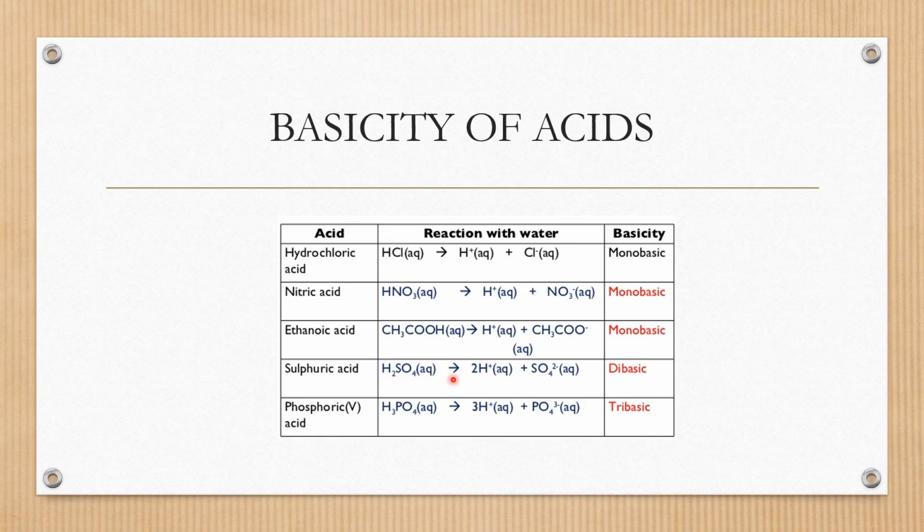See this, H2SO4 dissociates into two H plus ions and a sulfate ion. Two H plus are present, so we have to add two OH minus ions to neutralize it. So it is dibasic. And then phosphoric acid dissociates into 3 H plus and a phosphate ion. 3 H plus are present, so we have to add 3 OH minus ions to neutralize it. So it is tribasic.